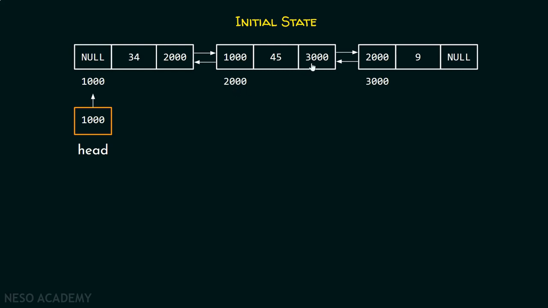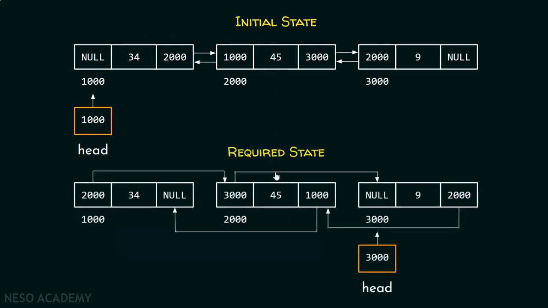We must update the next part of this node so that it can point to this node, and the prev part of this node must be updated so that it can point to this node. And then finally we have to update the next part of this node so that it must contain null, and the prev part of this node must contain this address 2000 because we want this node to point to this node, right? This is the required state we want.